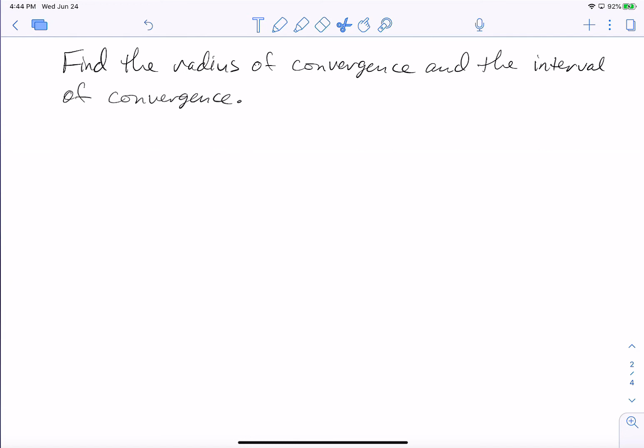Let's try out finding the radius and interval of convergence for the sum as n goes from 1 to infinity of negative 1 to the n times x to the n divided by the cube root of n. As I said in a previous video, we are generally going to use the ratio test a lot of the time, not all the time, for this work.